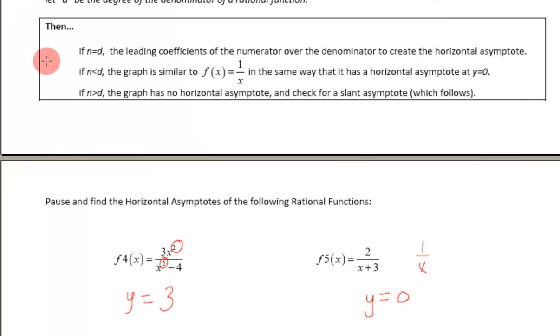So again, in conclusion, here are the rules. Equal, use leading coefficients. Numerator is less than the denominator, same as the graph of 1 over x, we have y equals 0. And if the numerator is greater than the denominator, there is no horizontal asymptote, and we have to check for a slant asymptote.